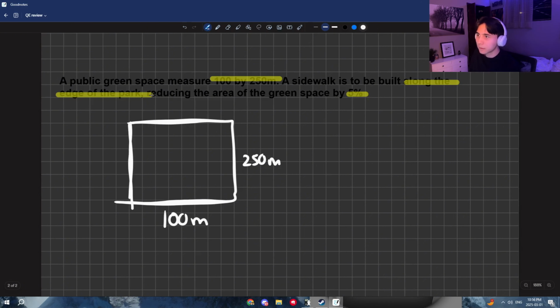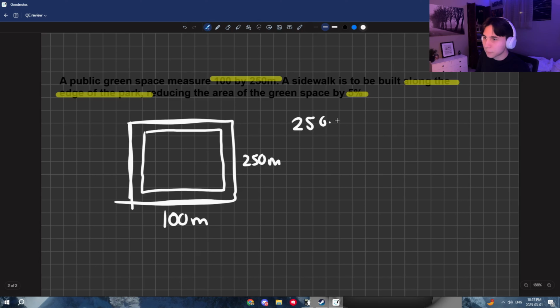And it says it reduces the area of the green space by 5%. So that means our inner green space is going to get smaller. So it's going to look like this once we build a sidewalk all around. And if we're reducing the green space by 5%, that means our new area is going to be 5% less than the original. Our original area is just length times width. So we have our original length as 250 and our original width as 100. When we multiply them together, we get 25,000 as our original area.